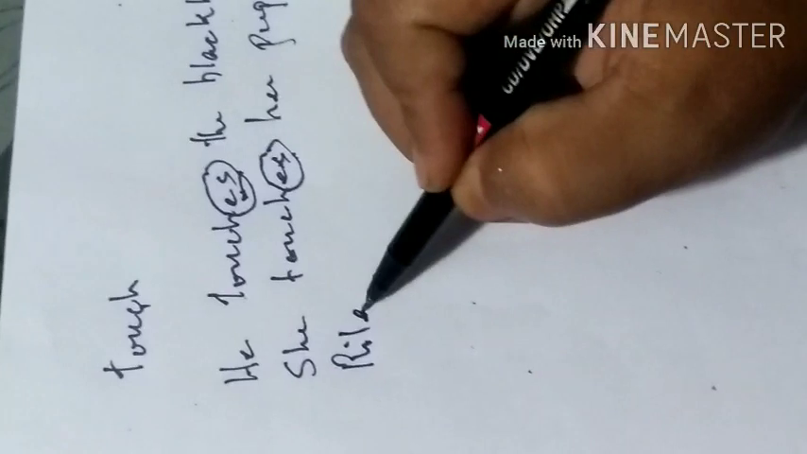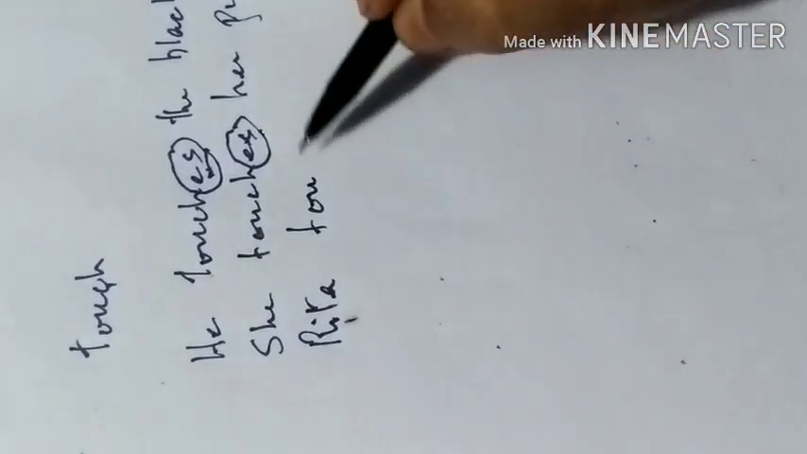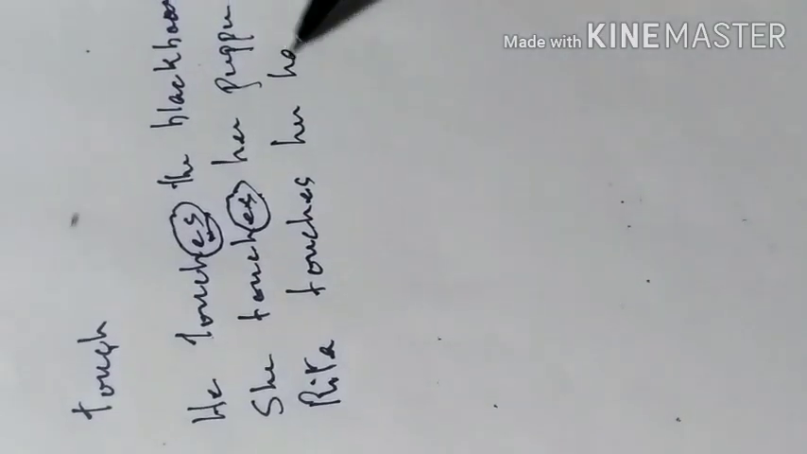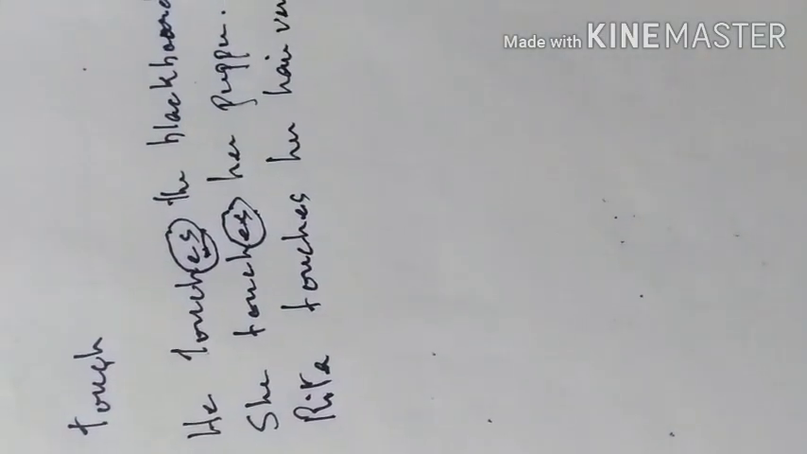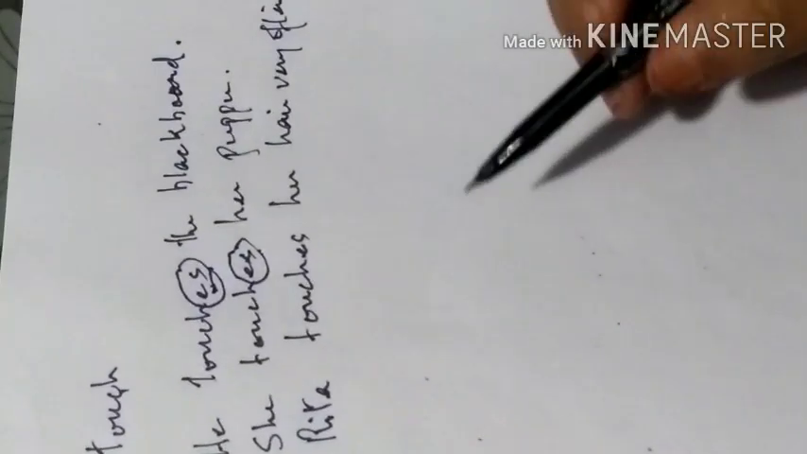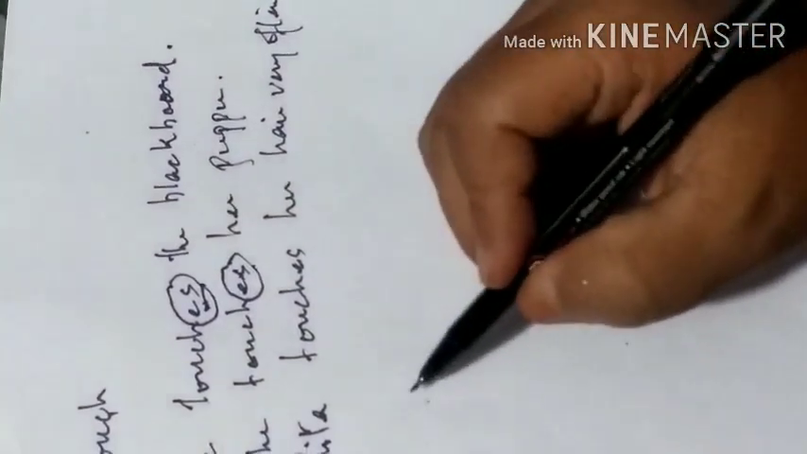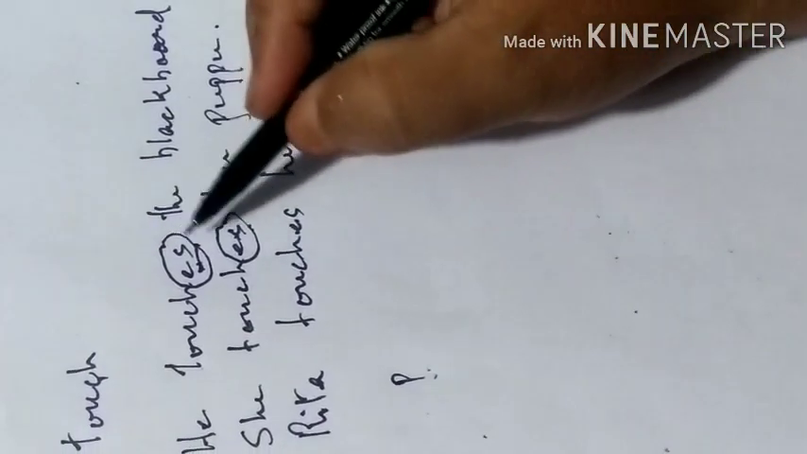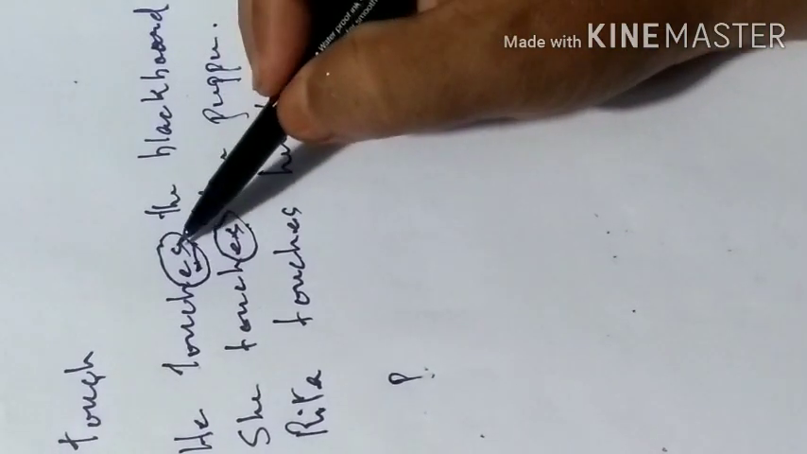Rita touches her hair very often. So in this way there will be some verbs where we have to make the changes in the verb by adding es.